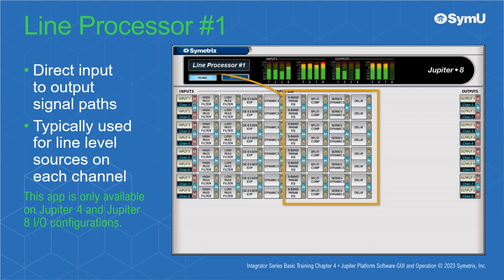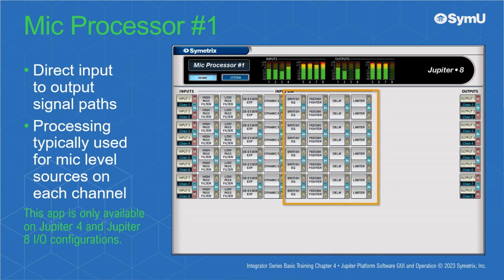The Line Processor app number 1 gives direct input to output signal paths with processing typically used for line level sources on each channel. The Mic Processor number 1 app gives direct input to output signal paths with processing typically used for mic level sources on each channel.